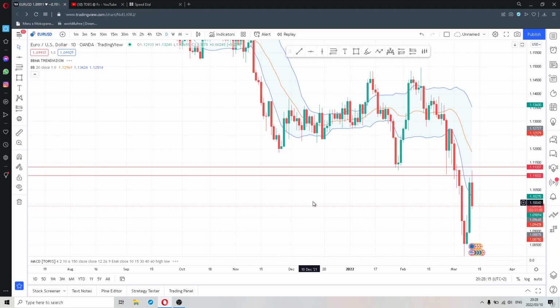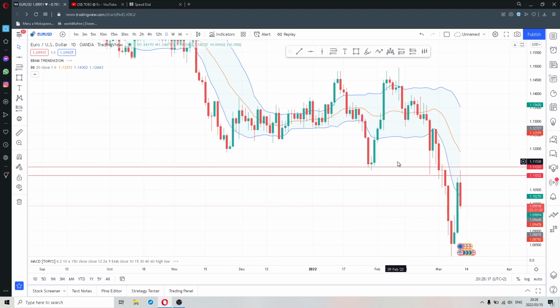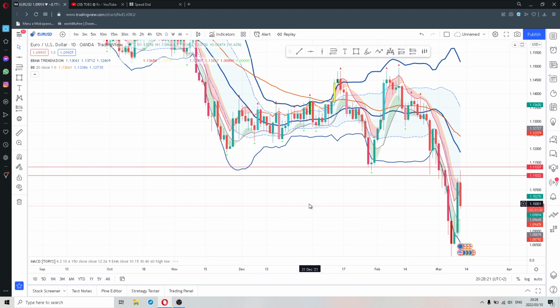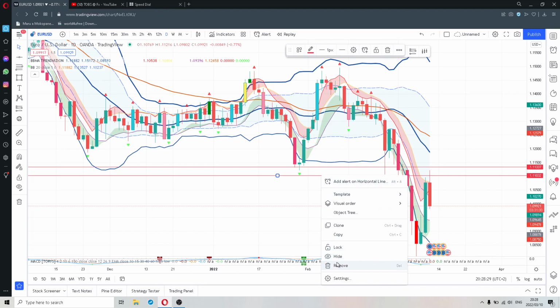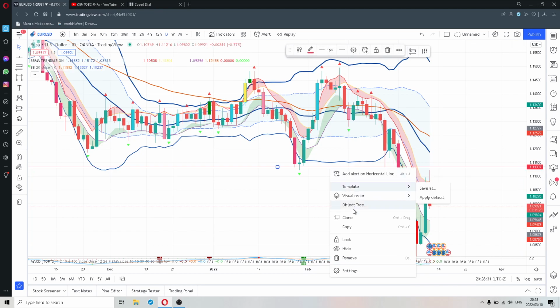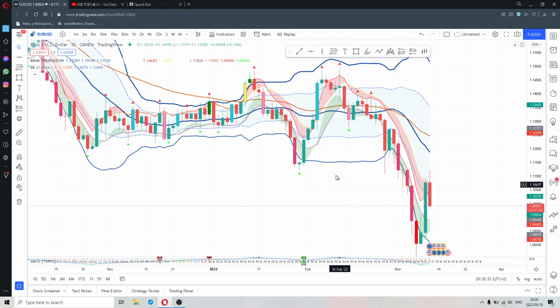My network is very slow. That's why this thing is not showing as I thought it would. But anyway, guys, let's just start with this one. Let me just take off these lines. Take off that line.